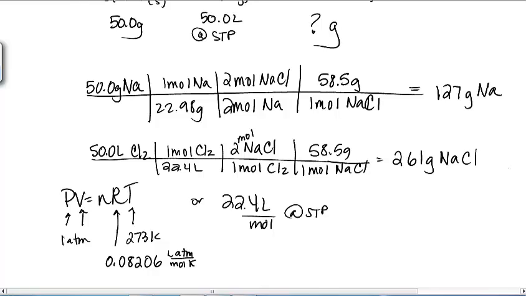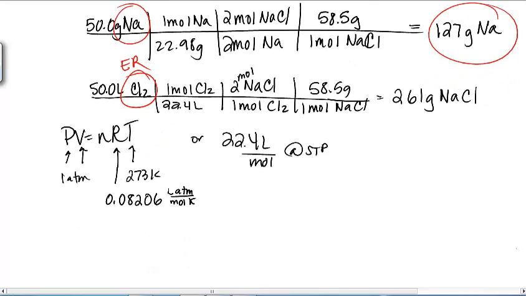So how much sodium chloride can I make? 127 grams of sodium chloride. Who is my limiting reactant? Sodium is my limiting reactant. Who's my excess reactant? Of course, it has to be chlorine here, right?